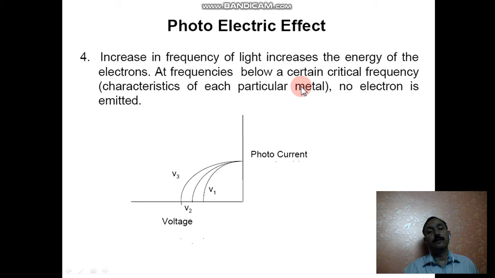Increase in frequency. Increase in frequency of light increases the energy of the electrons. At frequencies below a certain critical frequency, no electron is emitted. This particular frequency is known as the threshold frequency, below which there will be no emission of electrons, above which electrons will be emitted.